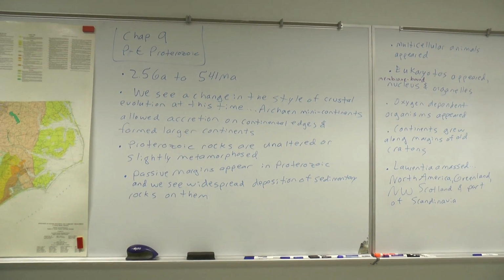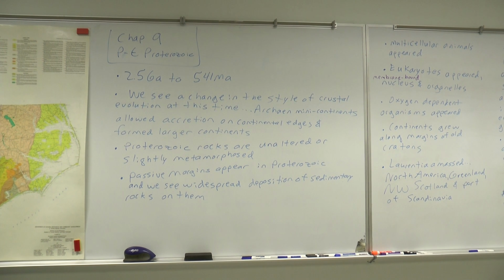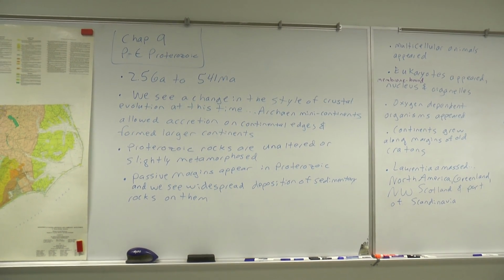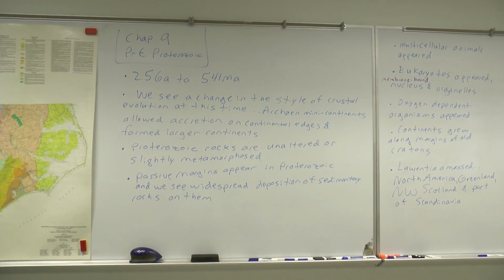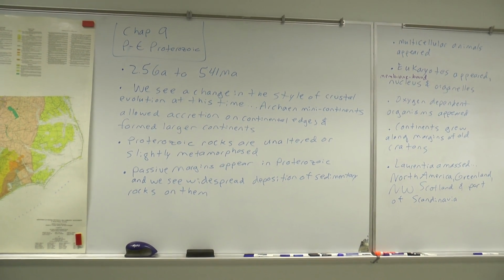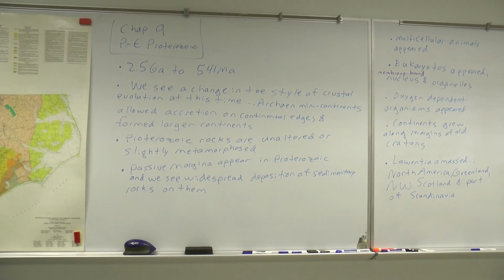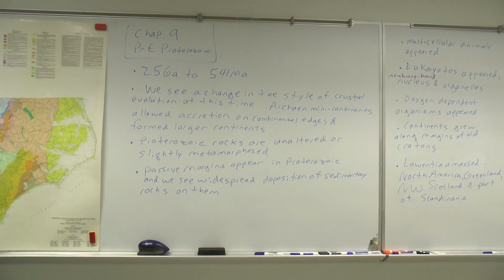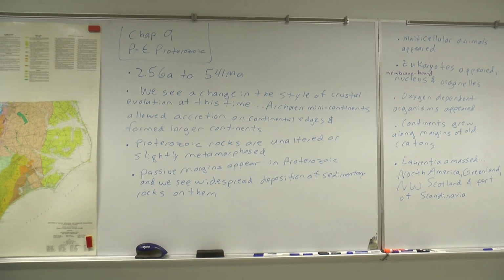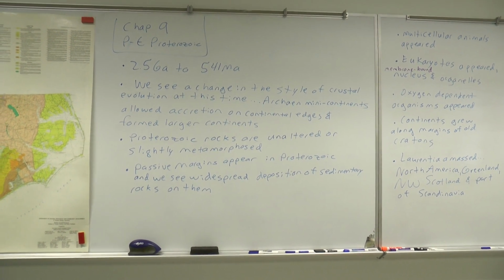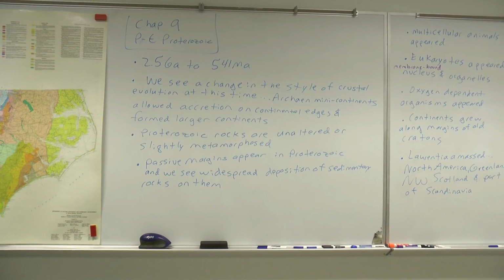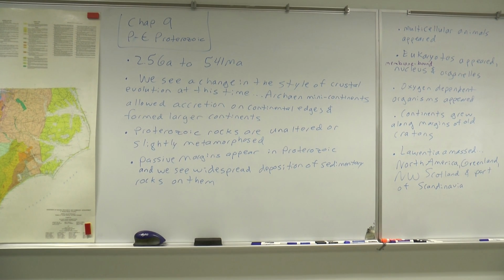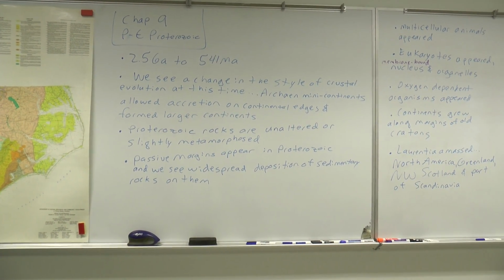So rocks from the Proterozoic are, well, they're old, but they are generally unaltered or slightly metamorphosed, meaning that there's not really much folding going on within the continental interiors anyway. On the edges of the continents, that's where you're going to have accretion, and that's where you're going to have mountain building, and then you will deform those rocks.